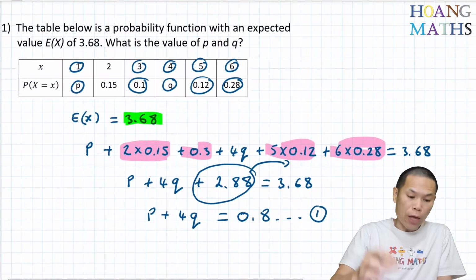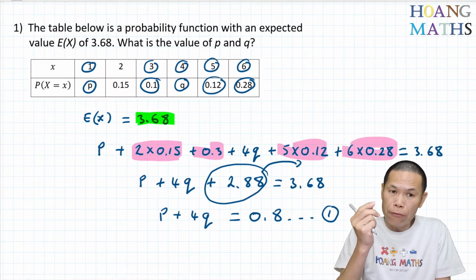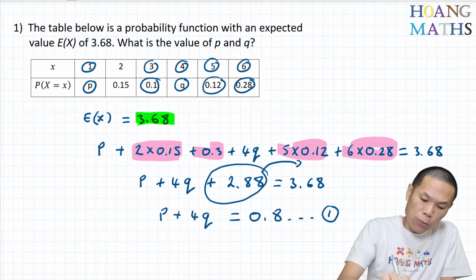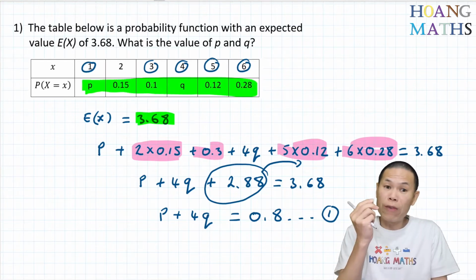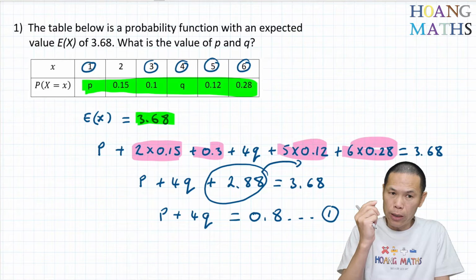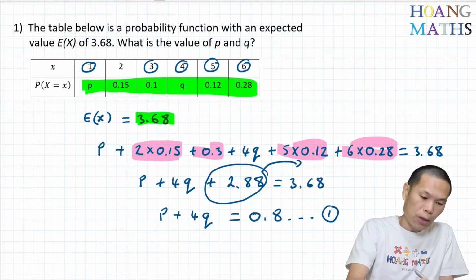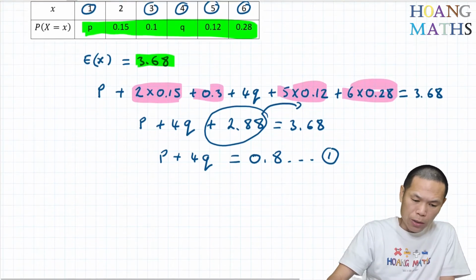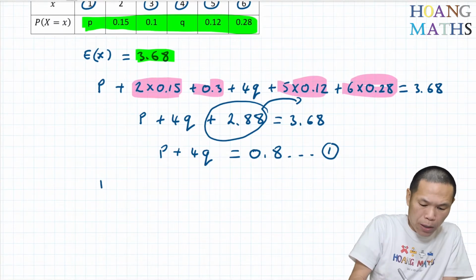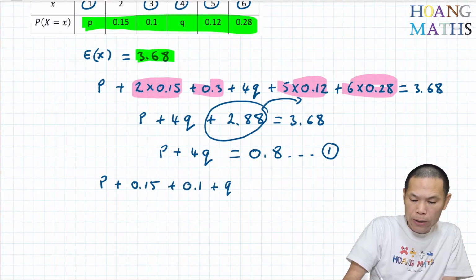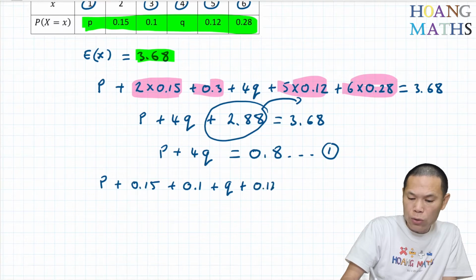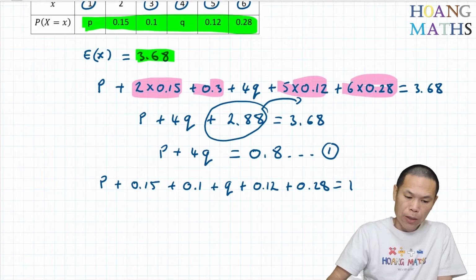And now we know that this table here is a probability function. So what that means is if we add all these probabilities together, it should give us 1, because it is a probability function. So let me just write this down. P plus 0.15, we add 0.1, we add Q, and we add 0.12, we add 0.28. That will give me 1.